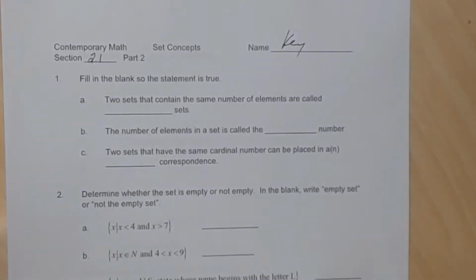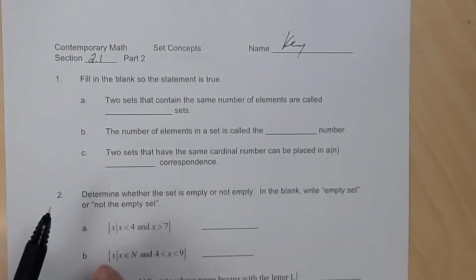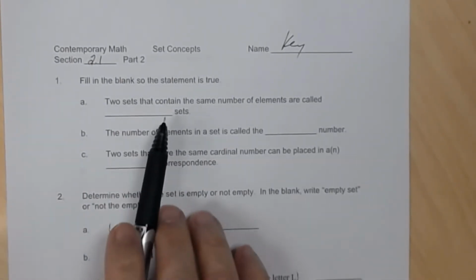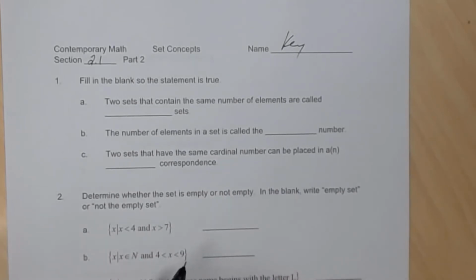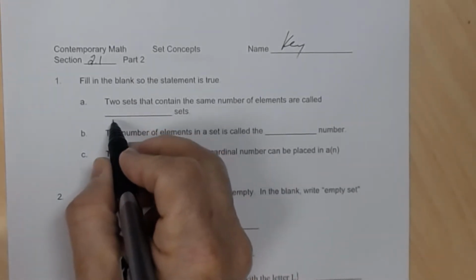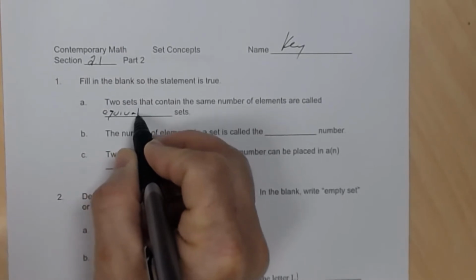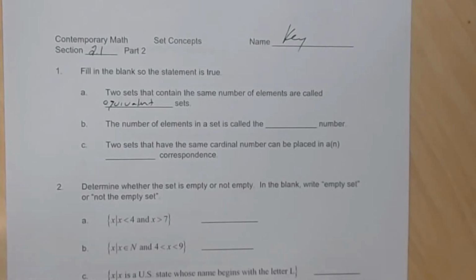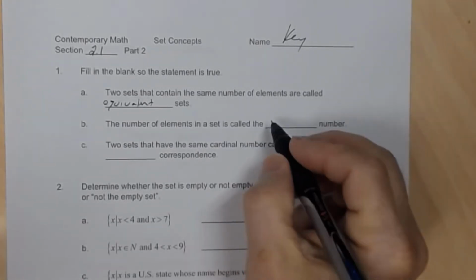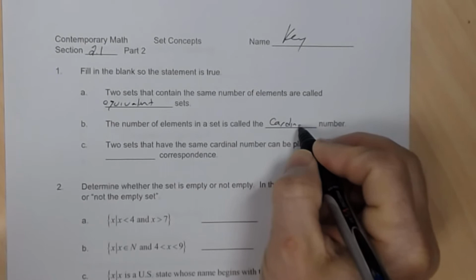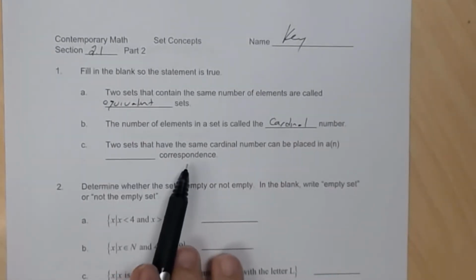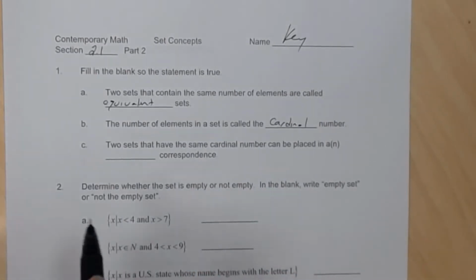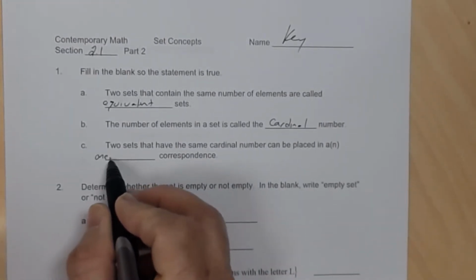All right, so this is the key to worksheet section 2.1 part 2. Number 1 says fill in the blanks so the statement is true. Two sets that contain the same number of elements are called equivalent sets. The number of elements in a set is called the cardinal number. Two sets that have the same cardinal number can be placed in a one-to-one correspondence.